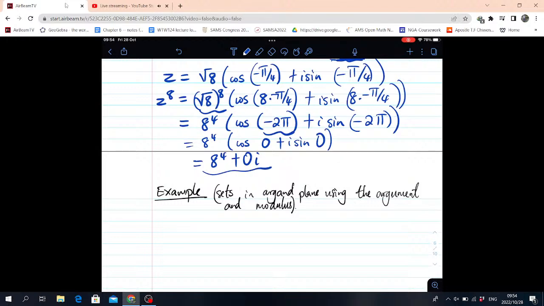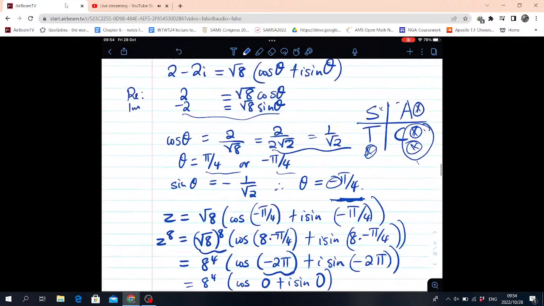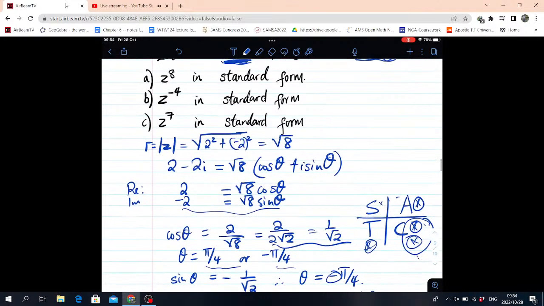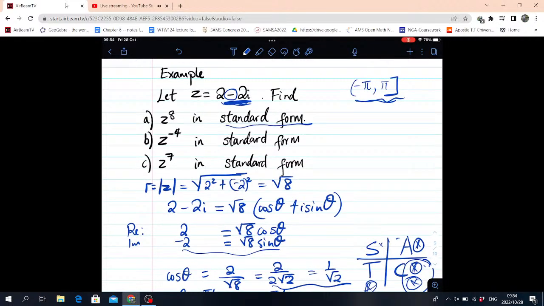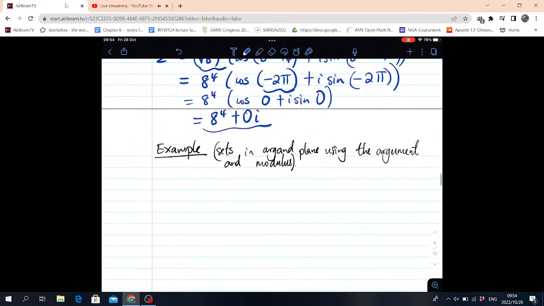And then we get our answer in standard form, right? So if it was not, suppose it was some different angle or different argument, then you have to find what the cos of that is and what is the sine, and then you write it in standard form like that. So that is that. So that's how we look at these problems.